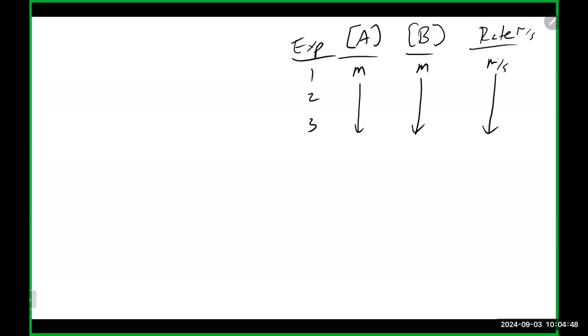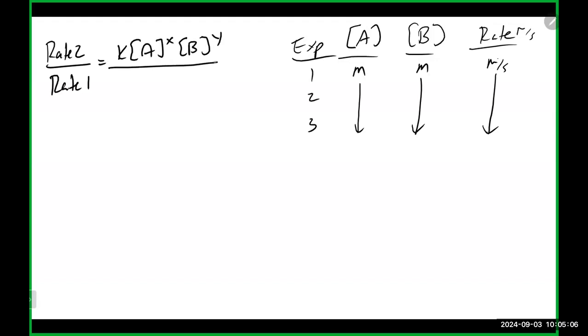Now, you could do it just looking at it, but most people maybe are not so great at that. So I recommend more of a math approach. And a math approach is this. You could just take the rate 2 over rate 1 is equal to K A to the X and B to the Y divided by K A to the X and B to the Y. Obviously here, if you had 3 reactants, you could use C to the Z or whatever it may be.